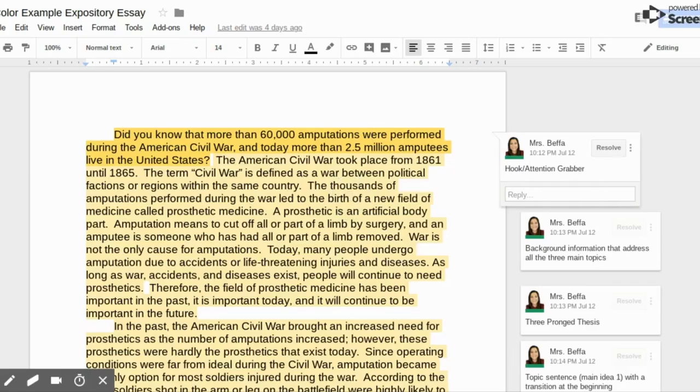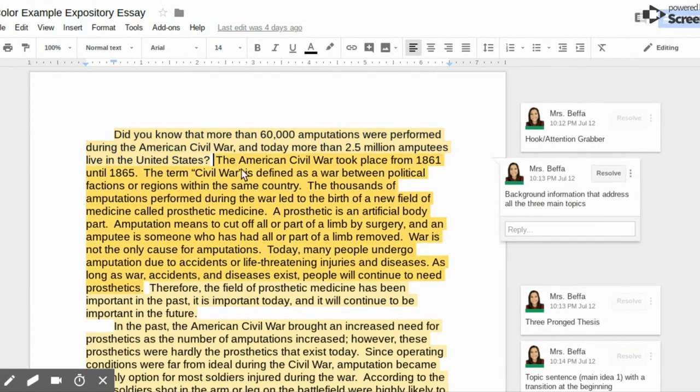Okay, so let's look at this example here. We're going to start with the hook. So here we have a hook and it says, did you know that more than 60,000 amputations were performed during the American Civil War, and today more than 2.5 million amputees live in the United States? So the type of hook that I chose to go with then was a startling statistic combined with a rhetorical question of the reader.